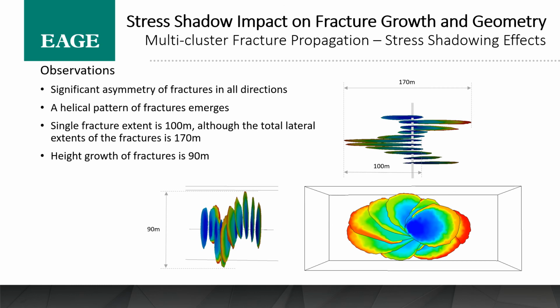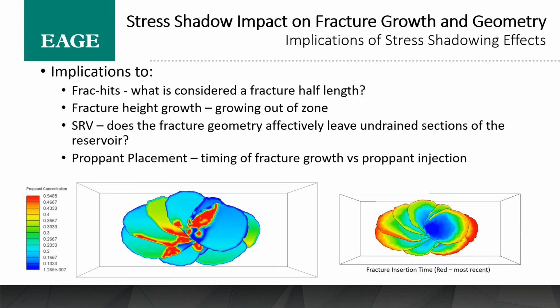Observations of this, what do we get? We get this cyclic behaviour. What is the half length of these fractures that are growing? How does it affect height growth of the fractures? There's many questions in the distribution of these fractures and how they influence and implications to frac hits, height growth, stimulated reservoir volume, and also proppant placement. So the timing of that fracture growth and where the proppant is injected is very, very important.